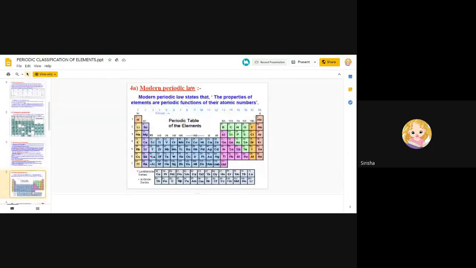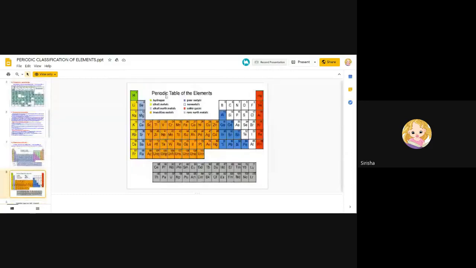Here is the periodic table of the elements. This is called the first group, starting from hydrogen, the second group, and here will be the third group, fourth, fifth, sixth, seventh, and the last orange one is called the eighth group. The remaining ones are called the transition elements, and this is called the F block elements. Let us see this in detail.